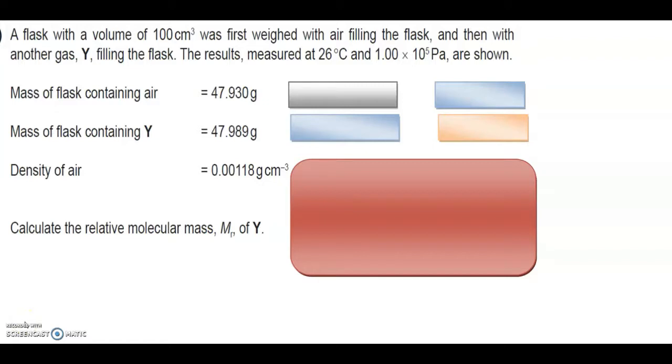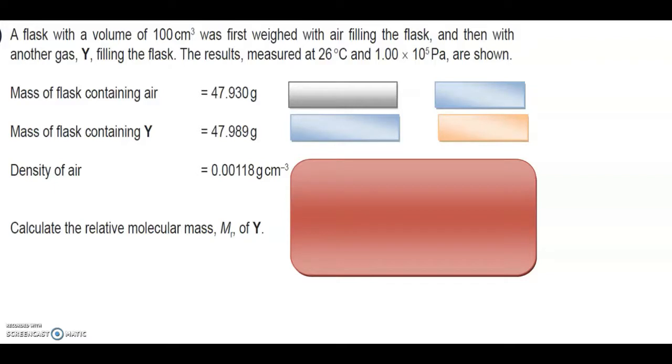Hello everyone, this is a question from paper 9701, paper 2, May-June 2015, question number 2, part B. A flask with a volume of 100 cm³ was first weighed with air filling the flask and then with another gas Y filling the flask. Results measured at 26 degrees centigrade and 1.0 × 10^5 Pascal are given. So the mass of flask containing air, the mass of flask containing Y, and the density of air are given. Calculate the relative molecular mass of Y.